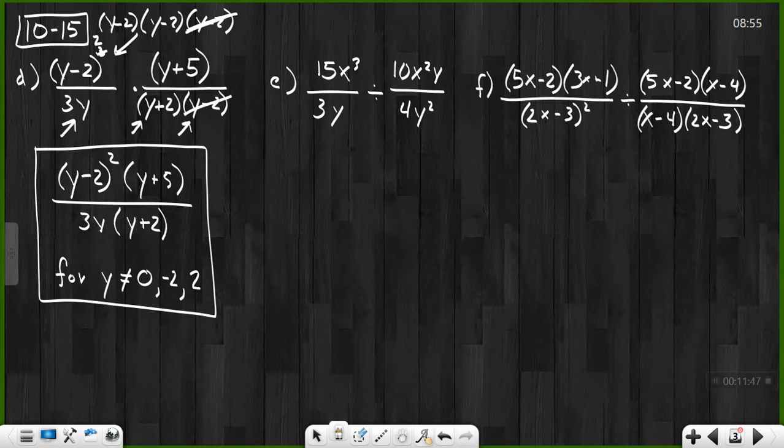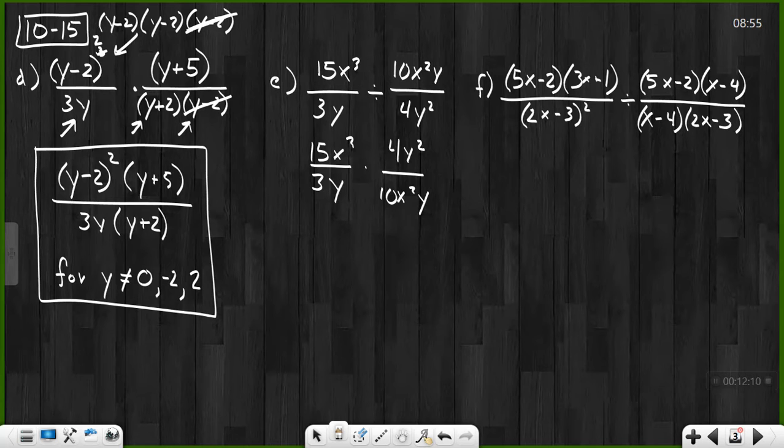Let's take a look at E. In E, I've got division here, so I've got to start off by changing that. 15x cubed over 3y times 4y squared over 10x squared y. All right, so in this case here, I've got some things I can look at. Let's look at my numbers first. Let's break everything apart here. Let's look at just my numbers.